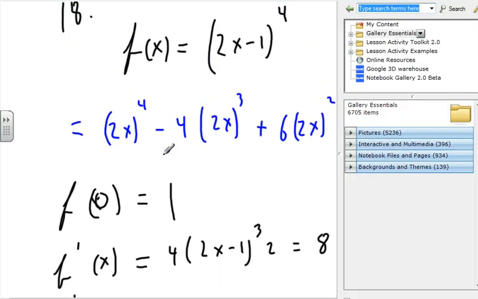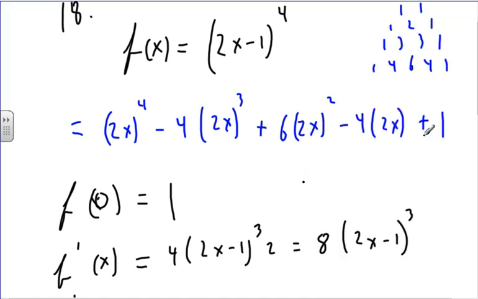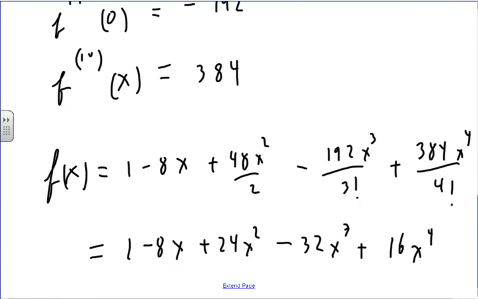Pascal's triangle thing, and I had 16x to the fourth minus 32x cubed plus 24x squared minus 8x plus 1. So I get the same thing as I did with Pascal's triangle. Both ways I got the same answer. So that's convenient. You know, math is supposed to, if I do it different ways, I'm supposed to get the same answer. Seems like the first way is easier.